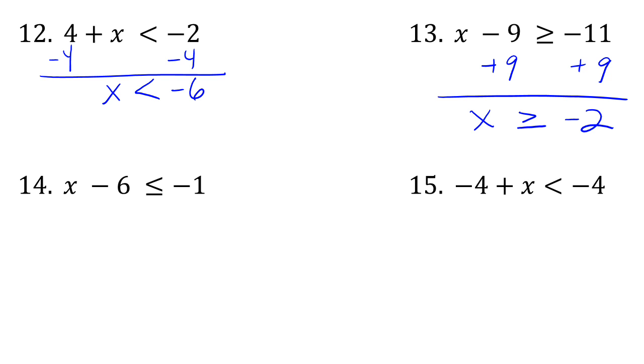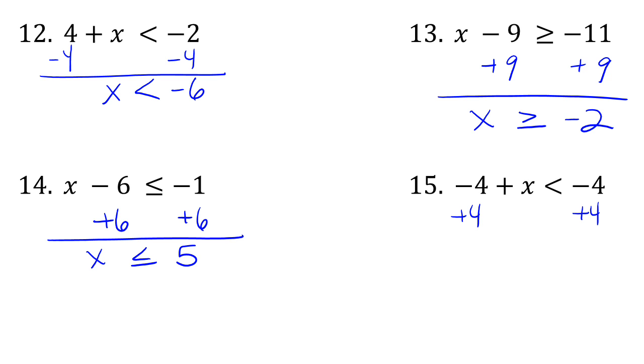Number 14. We're going to add 6 to both sides of our inequality. So x is less than or equal to positive 5. In number 15, we're going to add 4 to both sides of our inequality. So negative 4 and positive 4 is 0. So we're left with x is less than 0.